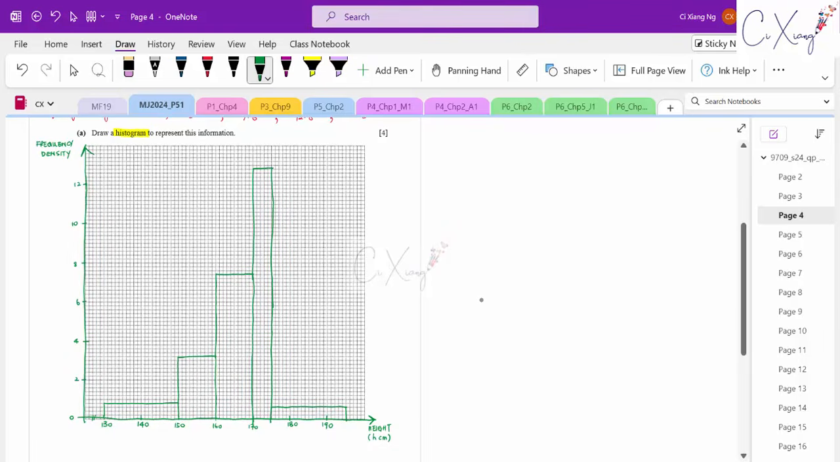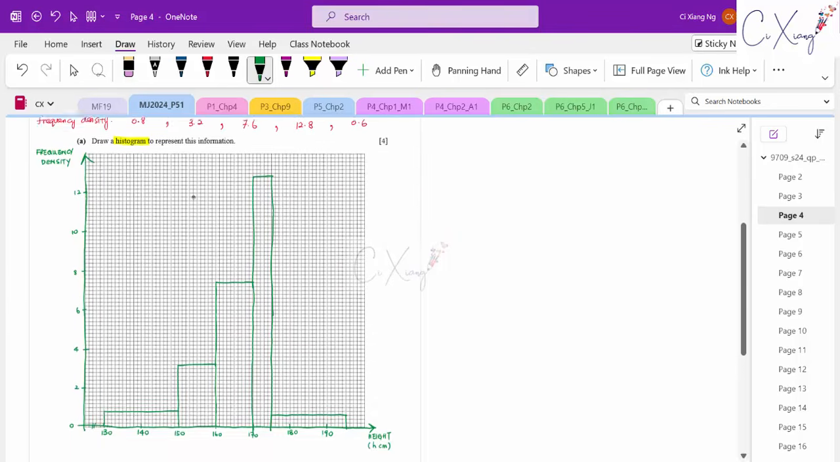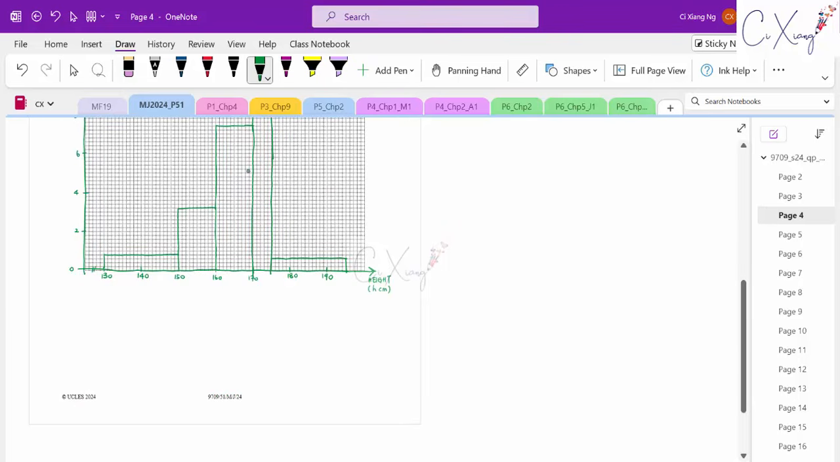Yeah, so when you are setting up the graph, please make sure that in your solution, you show the value for class width and also the frequency density. Okay, in your calculation, try to show all these values in your solution. All right, so let's continue further to part B.